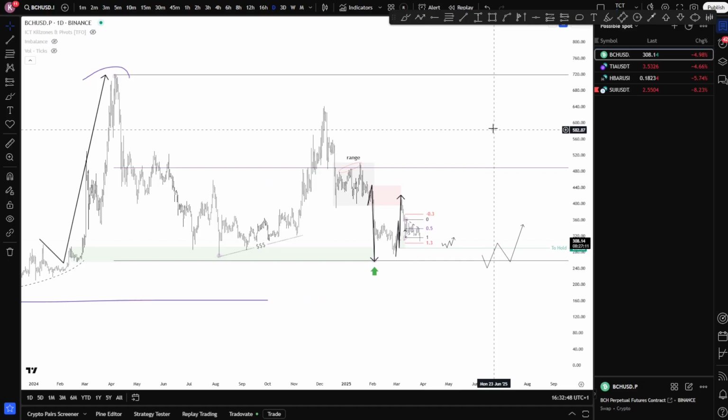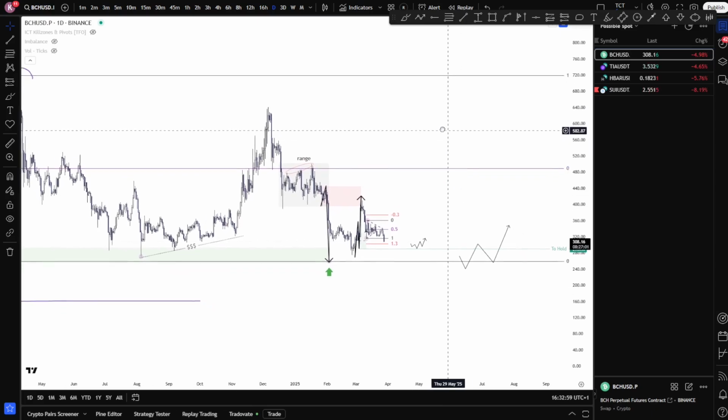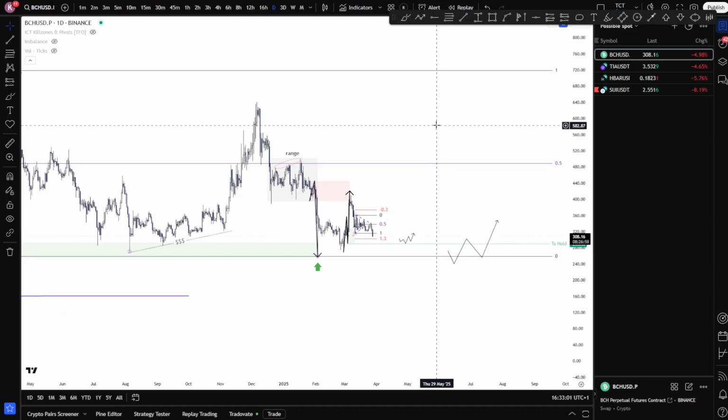So to get to a conclusion on Bitcoin Cash, it is looking great, but there is still stuff that needs to happen in order to really switch to that bullish side. But on the higher time frame, this looks okay. We just need to keep an eye on it and execute our plan that I've just sketched out.